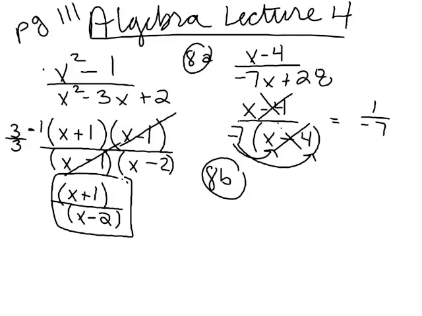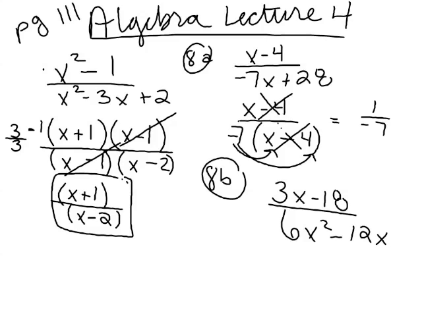8b is 3x minus 18 all over 6x squared minus 12x. So let's start with our top line. 3x minus 18. Is there a number I can pull out of both of those? Yes, the 3. So 3x, and then what do I times 3 by to go back to an 18? 6, and it's negative. Okay, so there's my top line simplified.